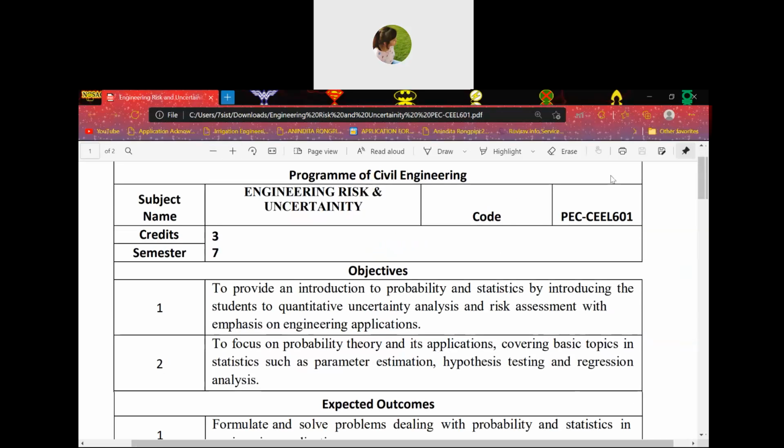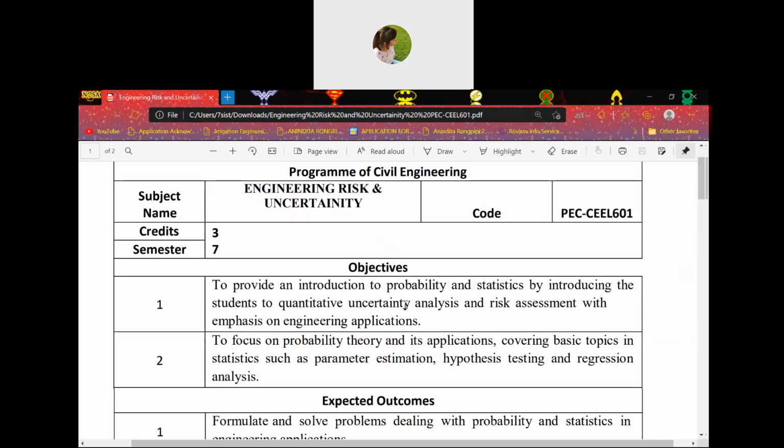The first one is an introduction to probability and statistics. How is it an introduction? By introducing quantitative uncertainty analysis and risk management with emphasis on engineering applications. So whenever we do any type of engineering work, basically when it comes to civil, there is always a risk and uncertainty factor. There is always a risk and uncertainty factor.